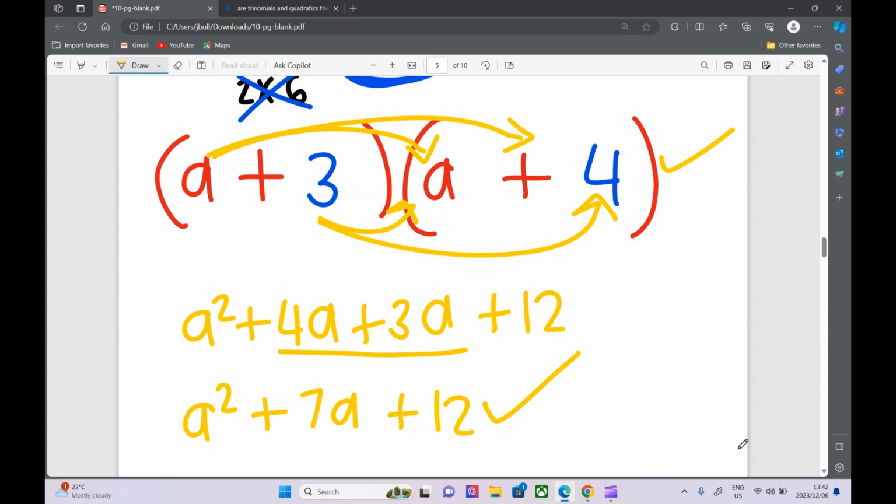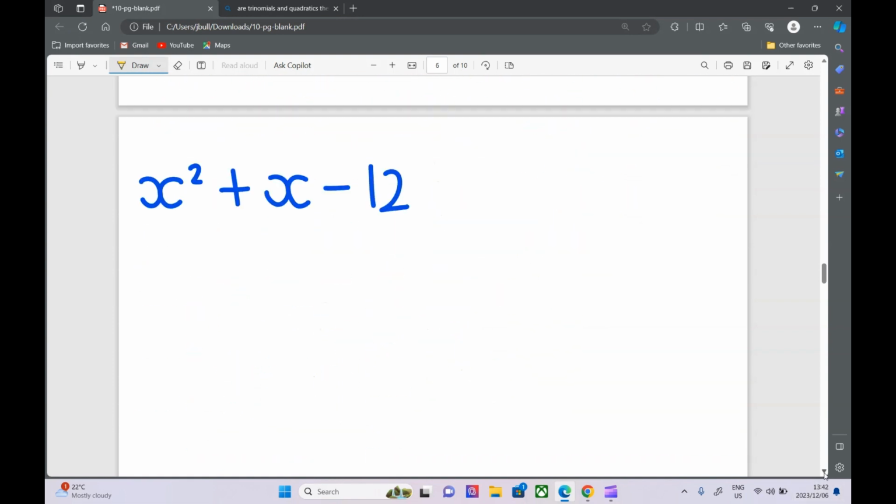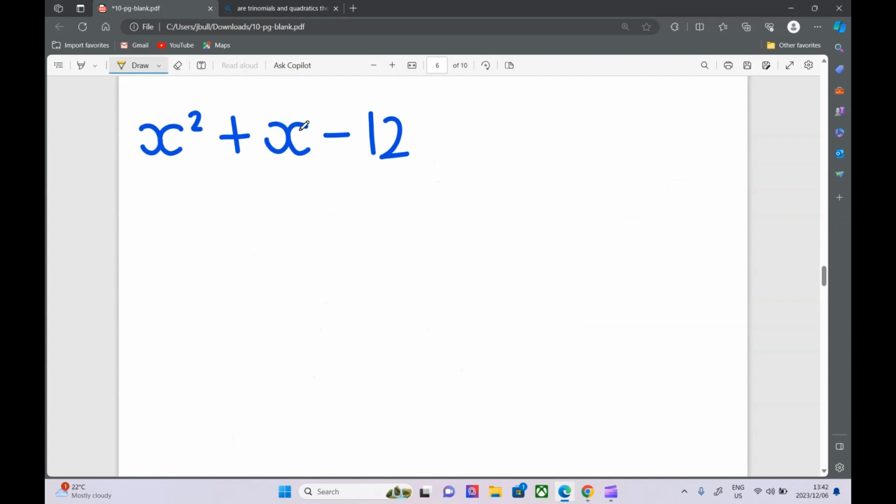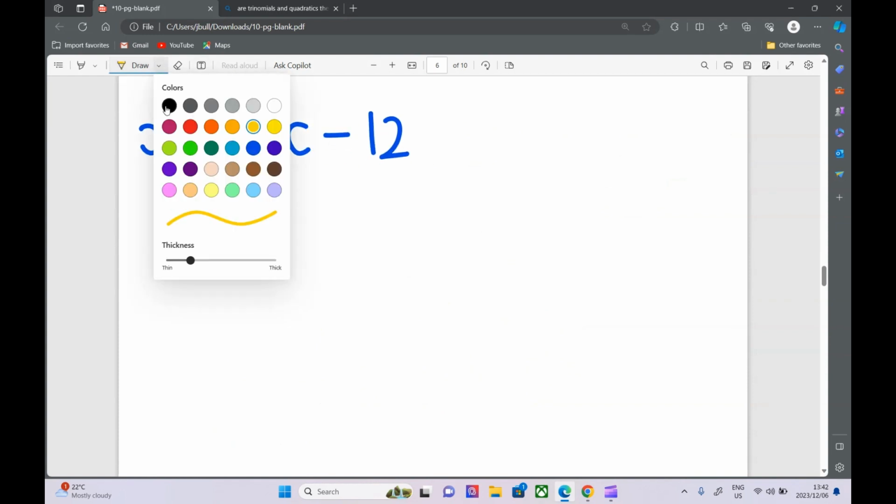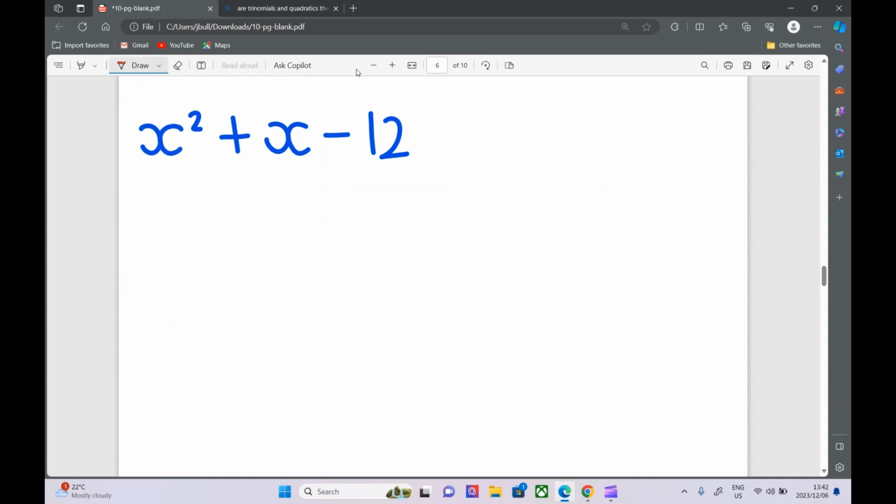Let's look at another one. Okay, so x squared plus x minus 12. So you get the idea. We know we're going to have 2 brackets for our answer. Okay, so 2 brackets. I know I'm going to have x in both of them.